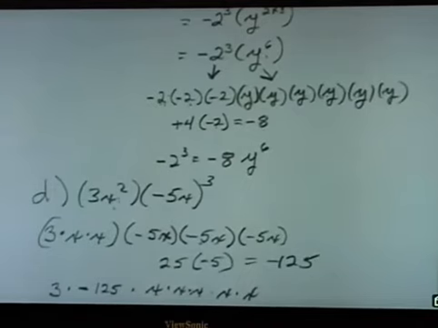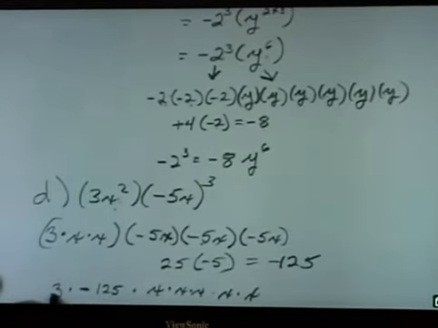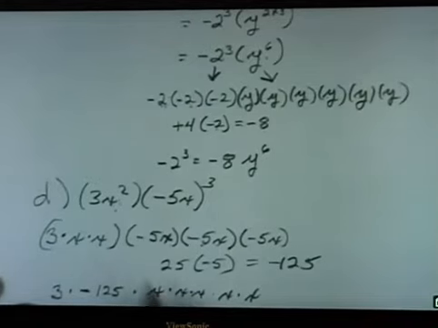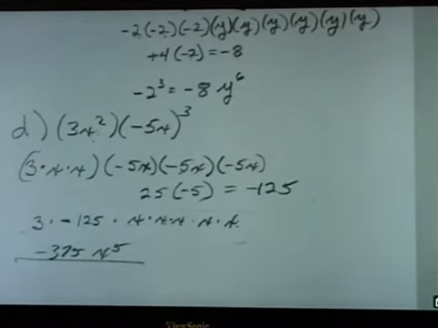Okay. So a minus 3 times 125 would be a minus 375. And this is x times x times x times x times x. That's x to the 1, 2, 3, 4, 5. When we do it the long way, this is what we get.